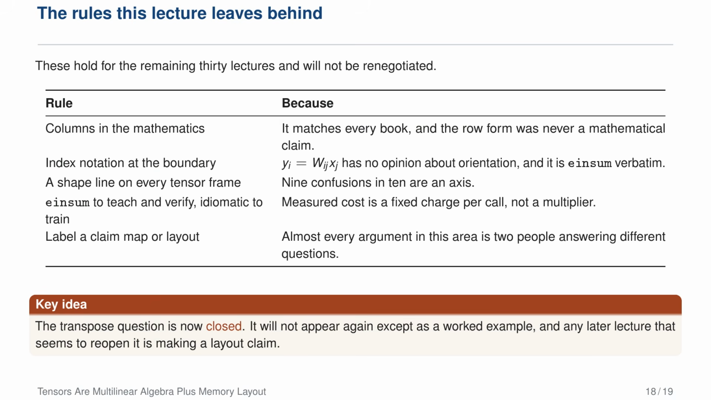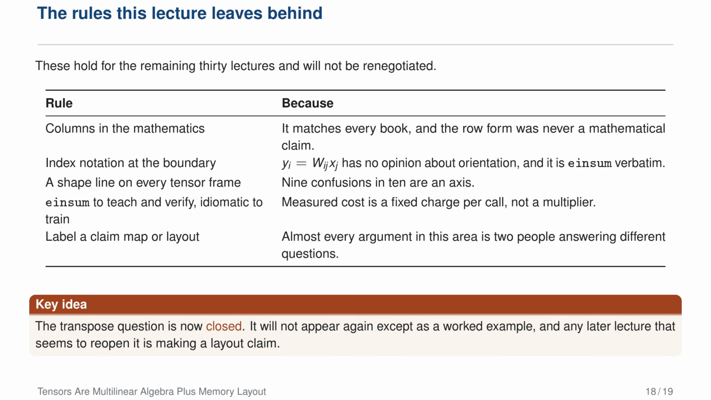Let me leave you with the rules this lecture fixes for the rest of the course. Columns in the mathematics, always, because it matches every book, and because the row form was never a mathematical claim in the first place. Index notation at the boundary with code, because it has no opinion about orientation, and because it is in Sum verbatim. A shape line on every frame carrying a tensor expression, because 9 confusions out of 10 are an axis. Einsum to teach and to verify. Idiomatic to train, because the measured cost is a fixed charge per call and not a multiplier.